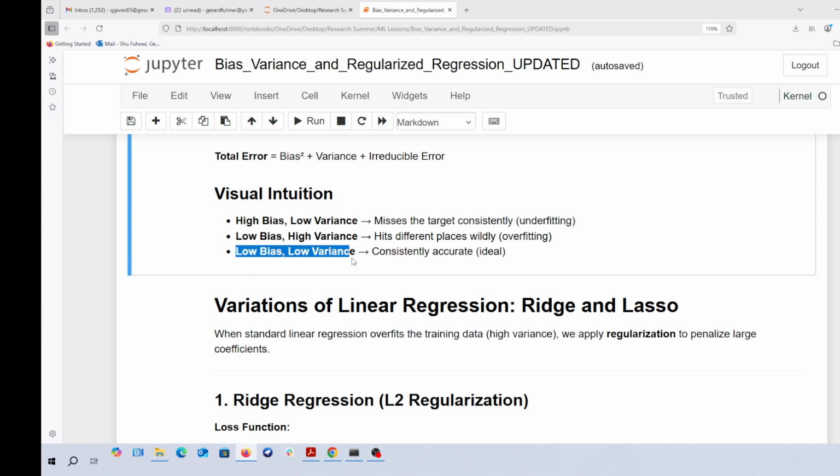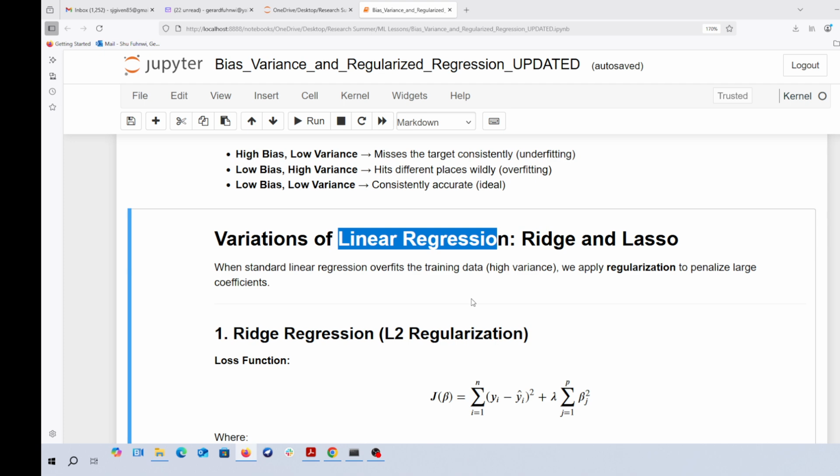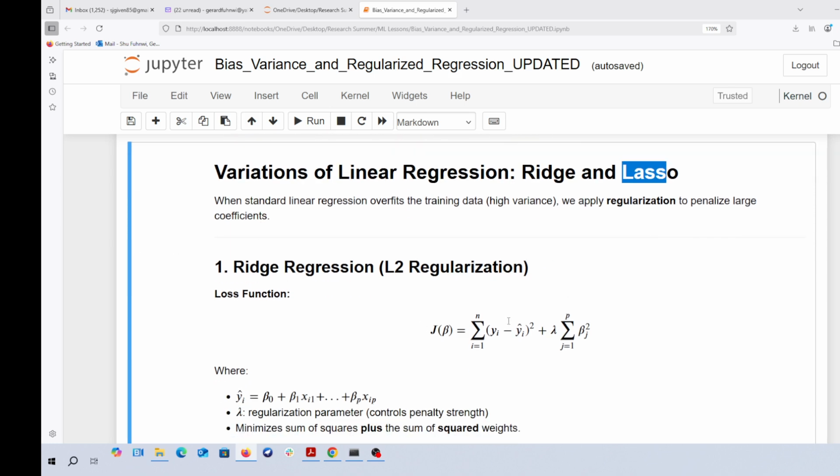What we are trying to do is build models that have that balance, where we have a low bias and low variance, so that they can consistently be accurate. Some of the key ways we can reduce these key terms, bias and variance, is to use the different variations of regression. We already saw regression yesterday. The different variations of regression that we can use to solve that problem of overfitting are the ridge regression and lasso regression.